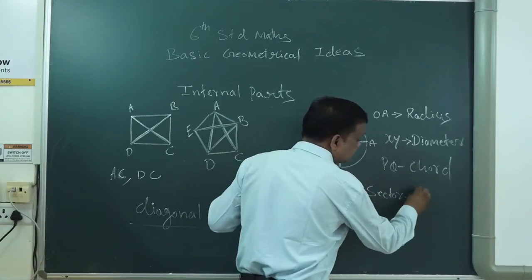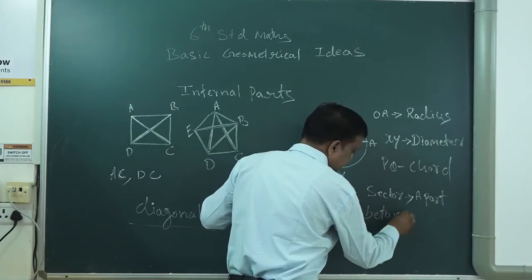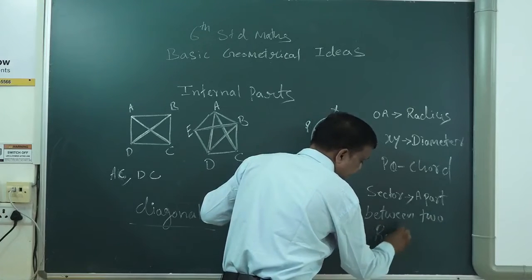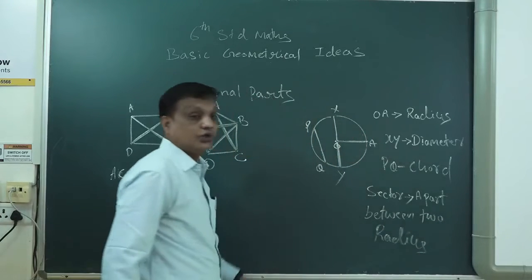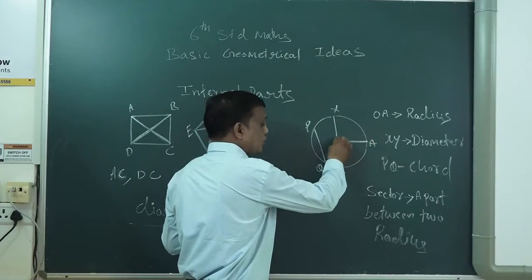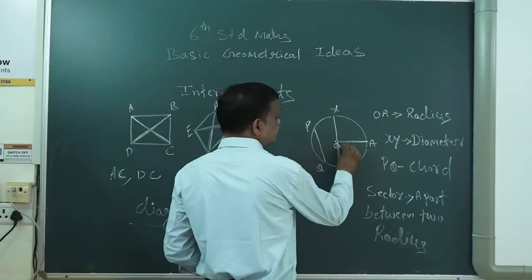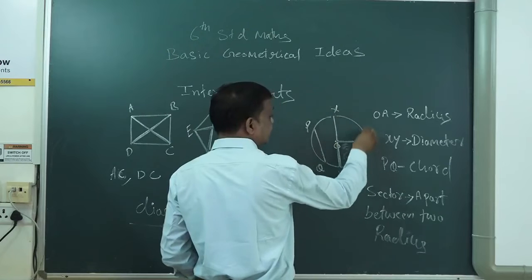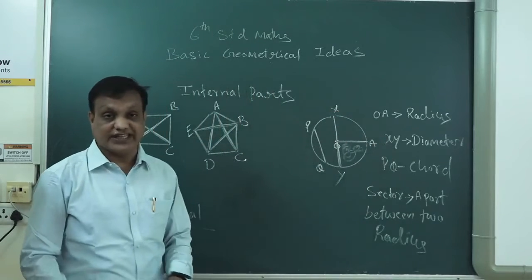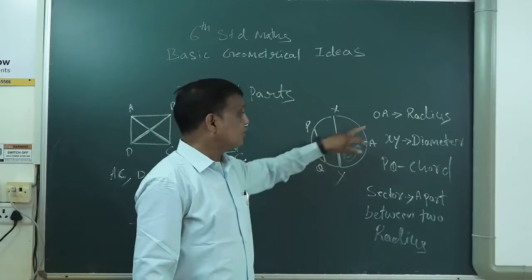Sector means a part between two radii. So now what is the sector? Here the sector is AOY. This dark part is a sector. You can see this is also a sector, AOX is also a sector. A small slice of a circle between two radii from the center point to the circle is a sector.